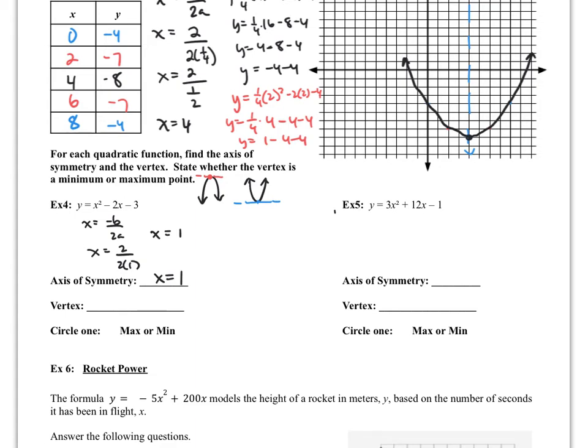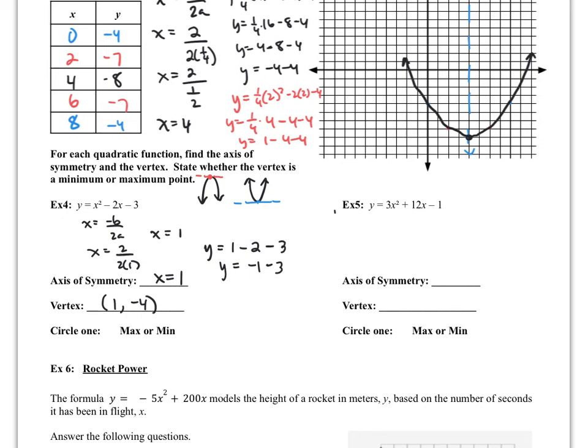The next thing I'm going to do is replace x with 1 in my equation to find the y value of my vertex. That gives me 1 squared, which is 1, minus 2 times 1, which is 2, minus 3, and that would give me negative 1 minus 3, which is negative 4. So my vertex is (1, negative 4).